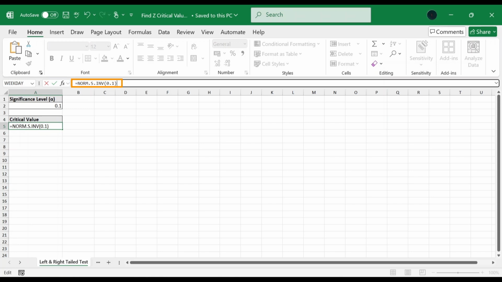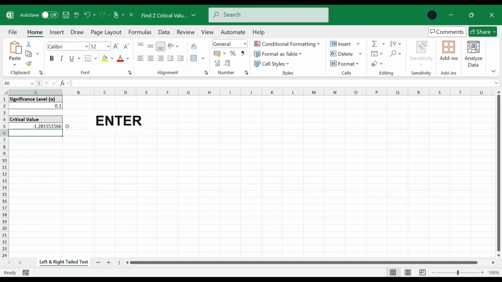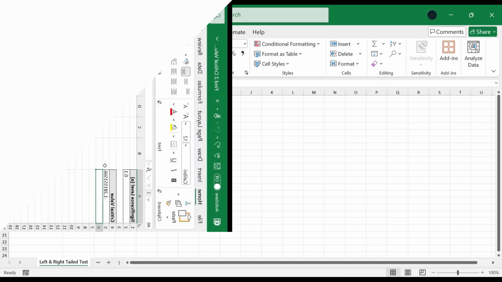The NORM.S.INV function finds the z-value for a given cumulative probability. For a left tail test, at a 0.1 significance level, we use 0.1 as the argument since it represents the area in the left tail. Press enter. And just like that, the formula gives a z-critical value, and the result is significant if the test statistic is smaller than this cutoff.